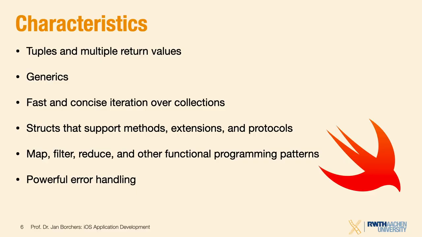A couple more. Swift works quite nicely with tuples as data types and also multiple return values from a function. So that makes it easier to write smaller units of code that just do more in what they're doing. Generics let you develop code that you can use in many, many different scenarios. You probably know those from C++ or other languages. And there's also very fast and concise iterating over collections. Again, that's a feature of most modern languages these days, where you can say, hey, I got an array here or a dictionary or something like this, and I just want to do something to every single part of this data collection.